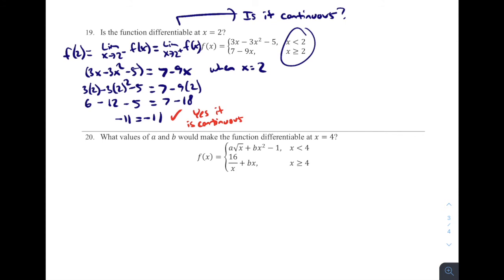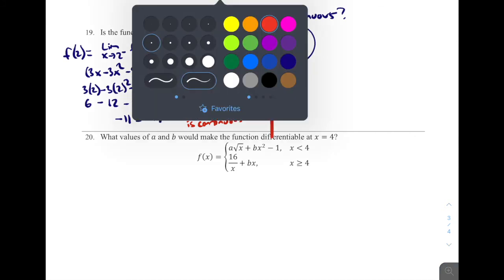Now, what would we do if it was not continuous? I'd be done, because we know that if a function is not continuous, it is not differentiable. But now that I know that's continuous, the way that we're going to continue this problem is now we're going to check to see, is this actually differentiable?